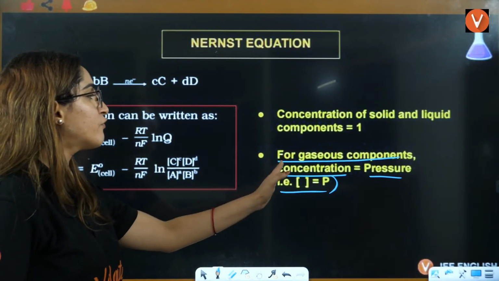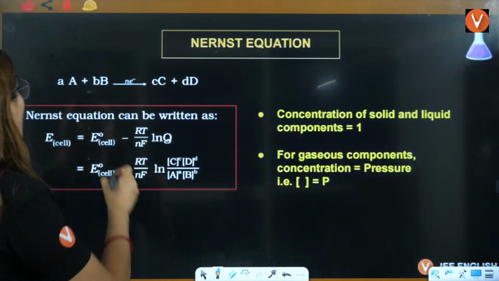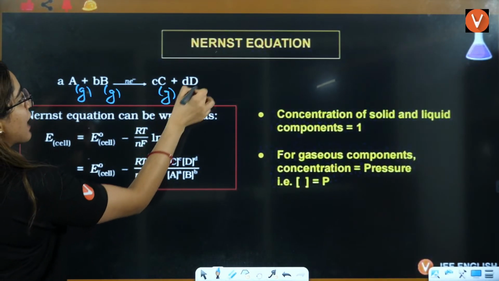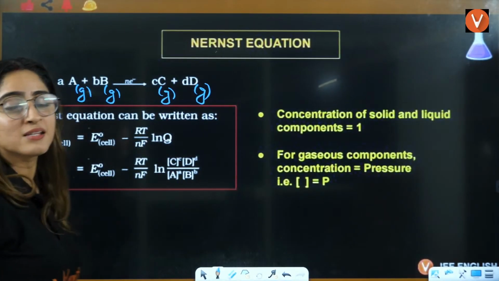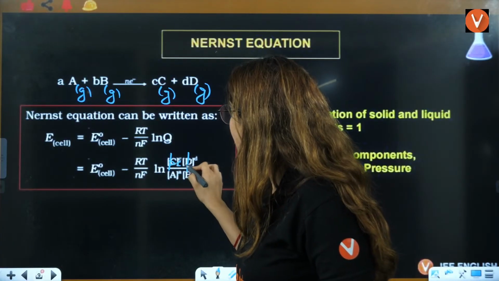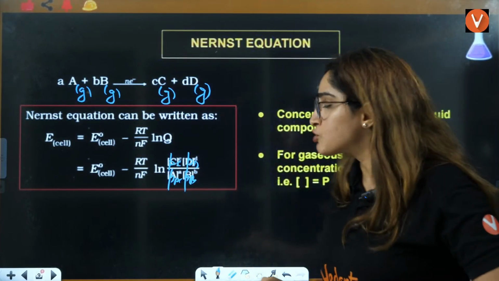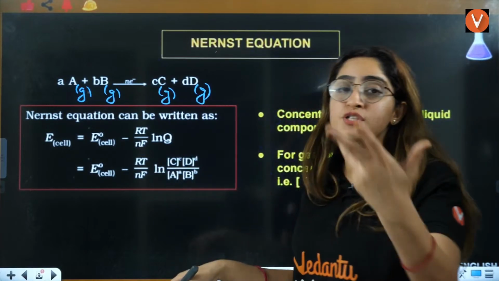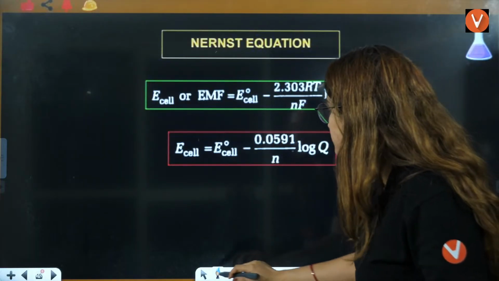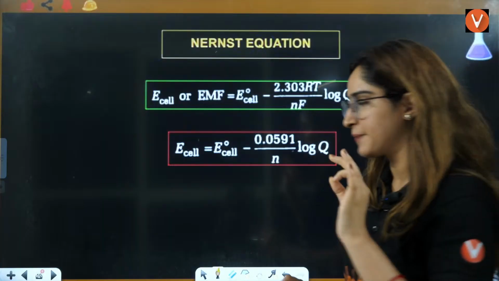That means for gases, if this is a gas, this is a gas, this is a gas, and this is a gas, then instead of concentration you will write pressure of C, pressure of D, pressure of A, pressure of B, right? So that depends upon what kind of situation is given to you in the question. Now this is the formula you will apply most of the time.